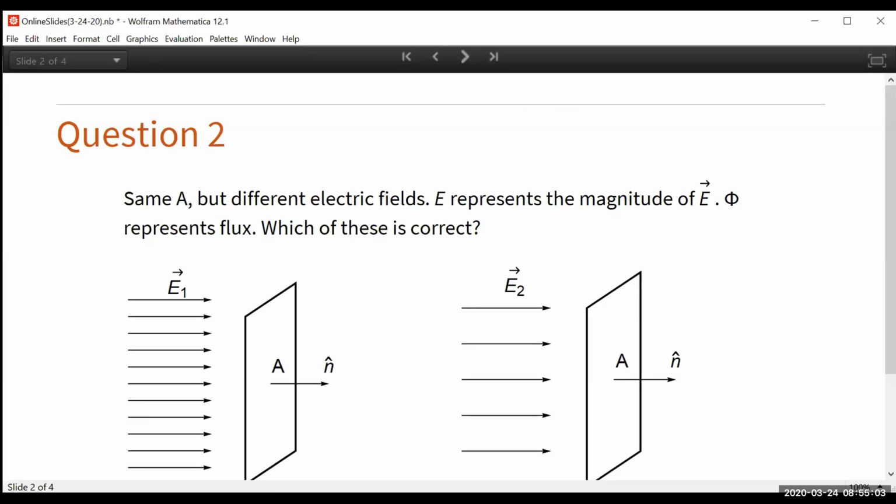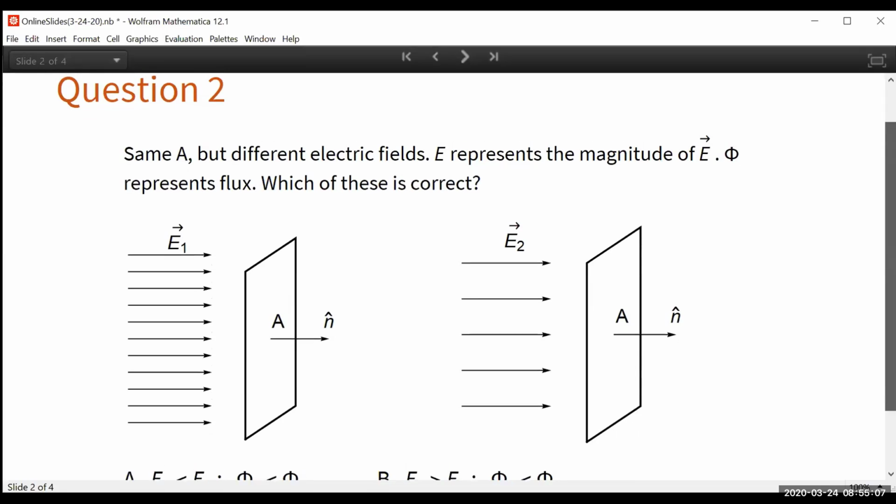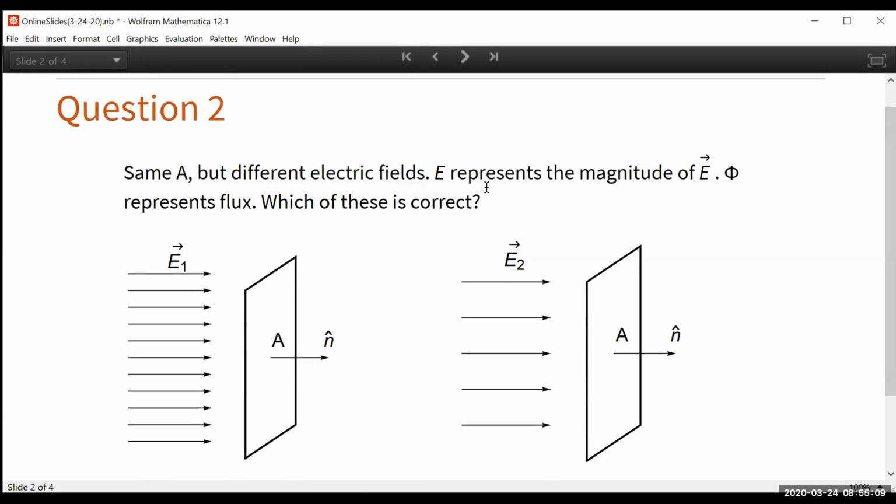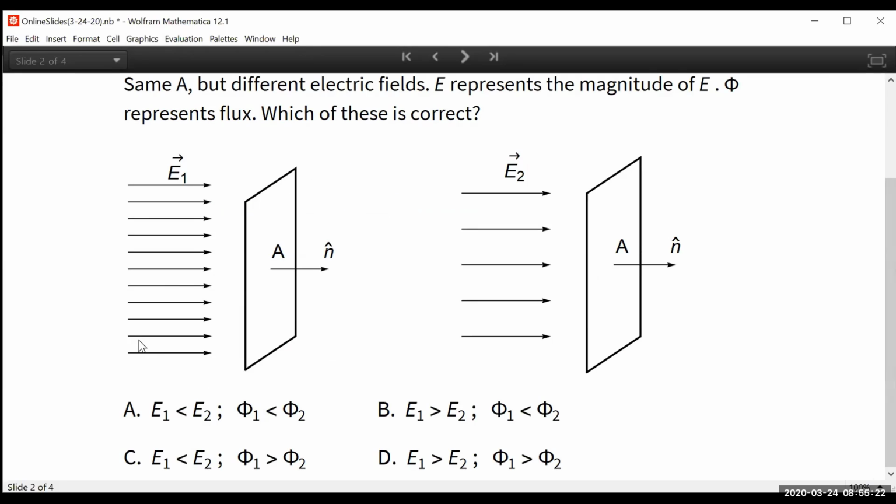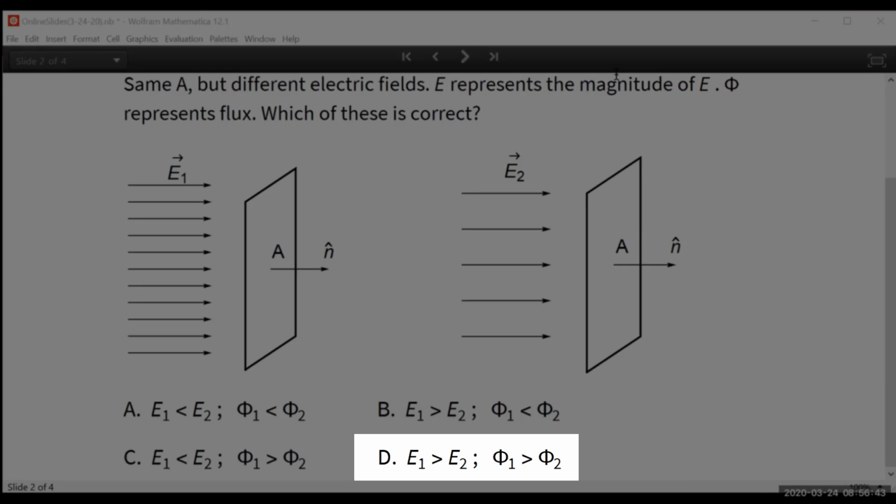Again, this time I have two different electric fields, but the same area. Same area, but different electric fields. E represents the magnitude of the electric field, and phi represents the flux. Which of these is correct? I'm expecting that you will also tell me which one of these electric fields is larger, and of course, which one of the fluxes is larger. D, as you see, was the majority choice. And it turns out that D is the correct answer.